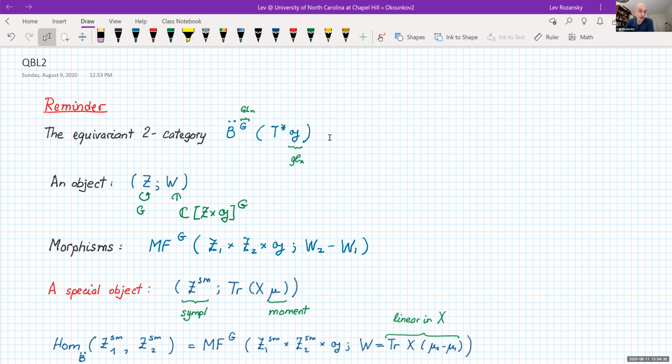So we want to consider a certain two category based upon cotangent bundle to Lie algebra GLN with the adjoint action of the group GLN. And on general principles, an object there would be a variety Z with the action of GLN, and also a superpotential, a function on Z cross Lie algebra, which is invariant with respect to that group action. So any pair would define an object.